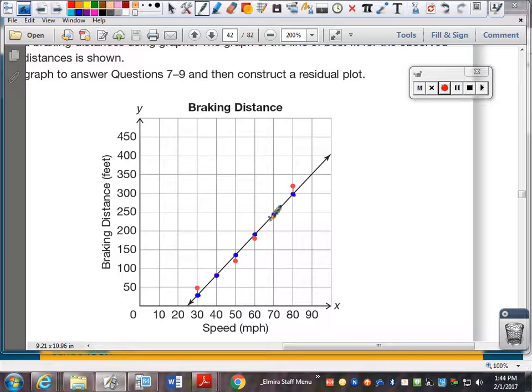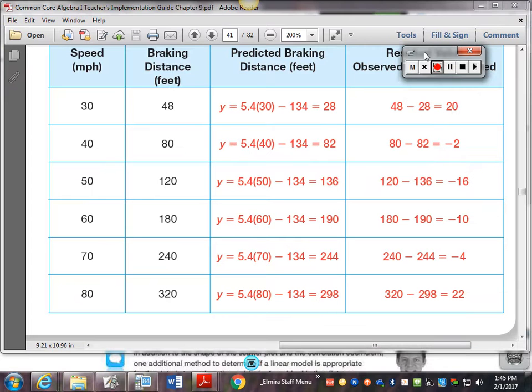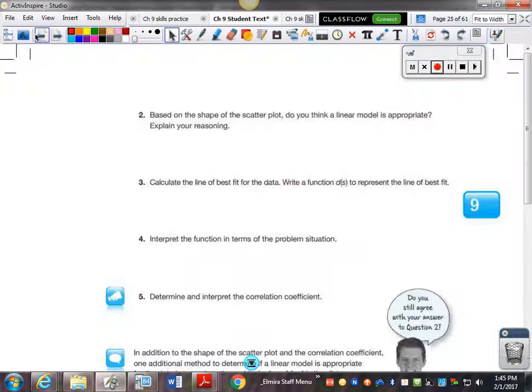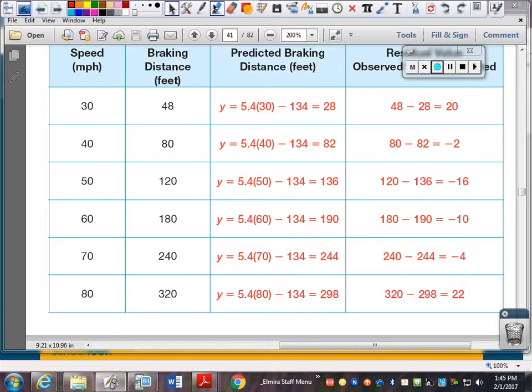A residual plot is when you graph the x values versus the residuals. So what I mean by that is that you are taking these values here on your x-axis and these values on your y-axis.